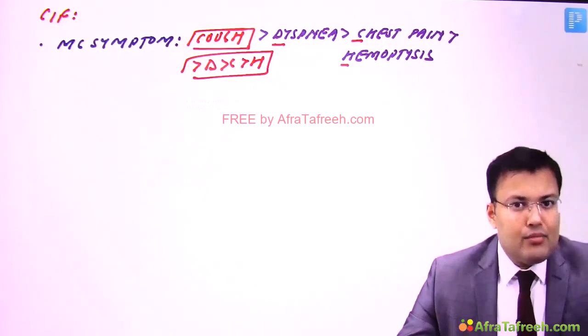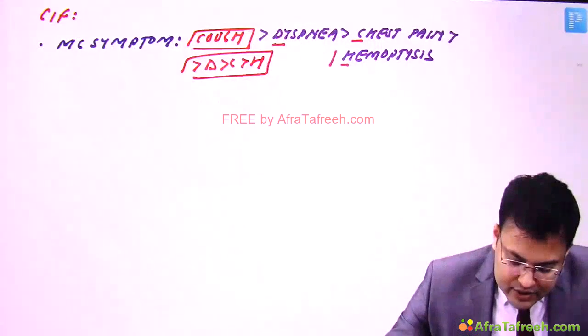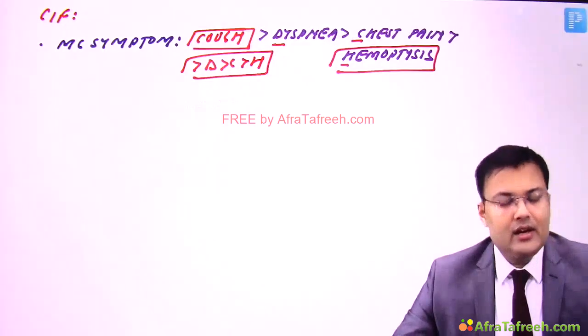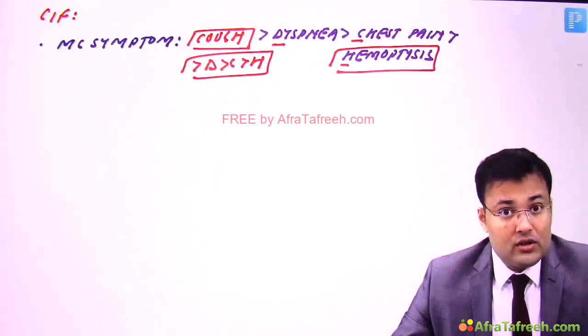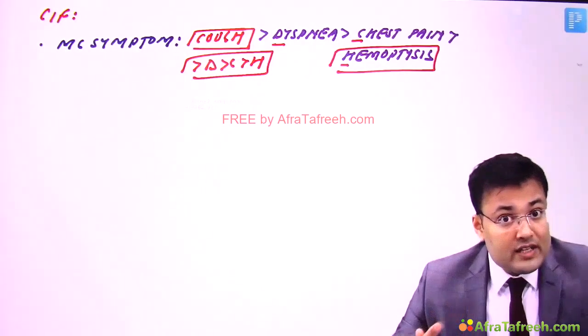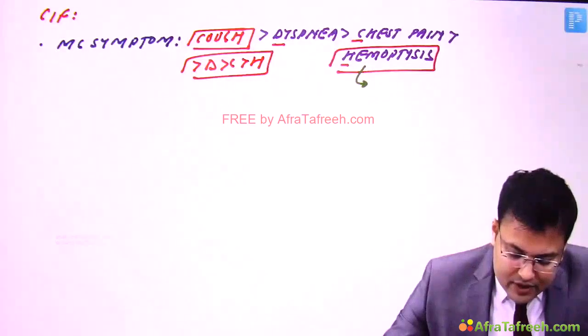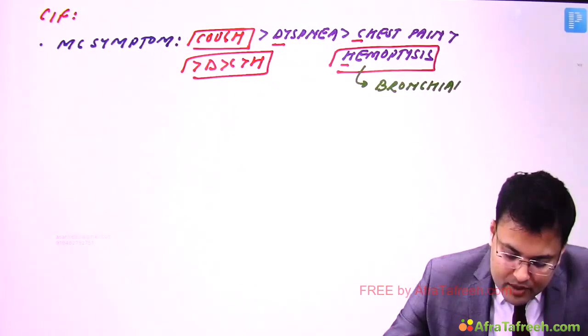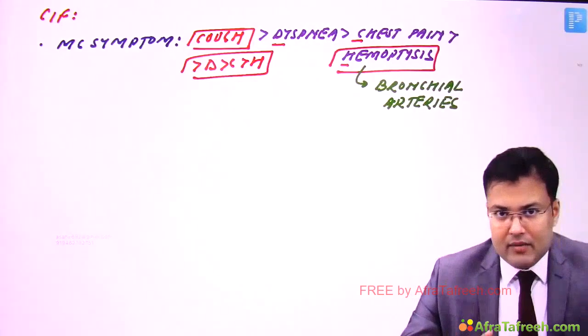Now see another important question which was asked many times, which artery is responsible for hemoptysis? These tumors are having endobronchial growth, and because of endobronchial growth there is hemoptysis. So which artery? The bleeding is from bronchial arteries. Clear? So bleeding from bronchial arteries is responsible for hemoptysis.